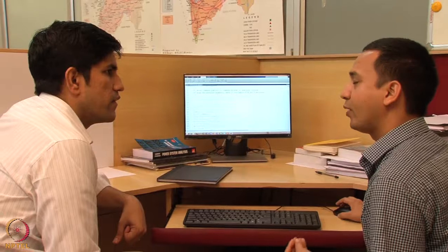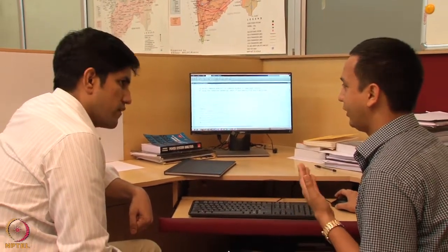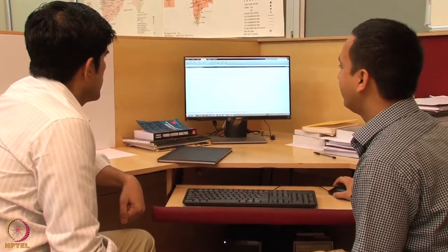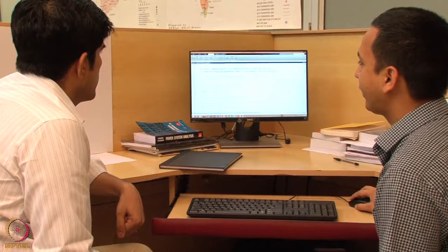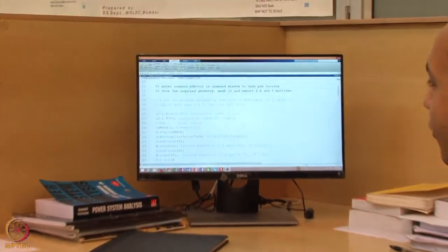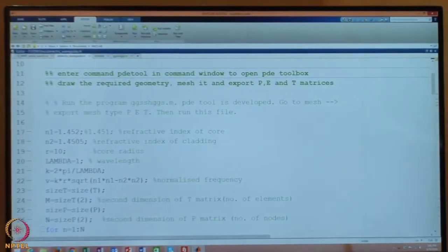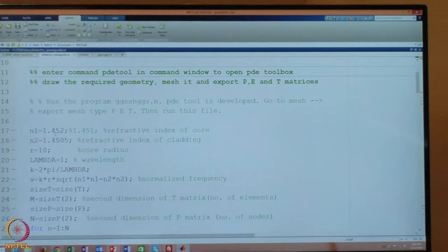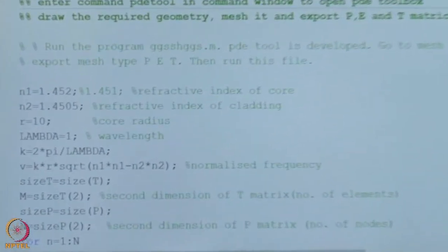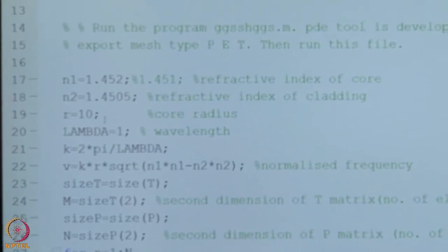So for a V number of 4.1, only 4 modes are possible, which we have also calculated in the analytical solution from that formula. So here we have taken the core refractive index as 1.452 and the cladding refractive index as 1.4505, and you see that the difference between the two is very small. Which is basically called the weakly guiding approximation, which limits the number of modes possible in the fiber. It is a widely used approximation.